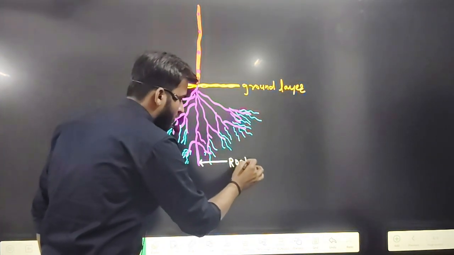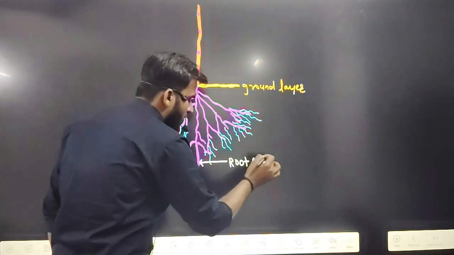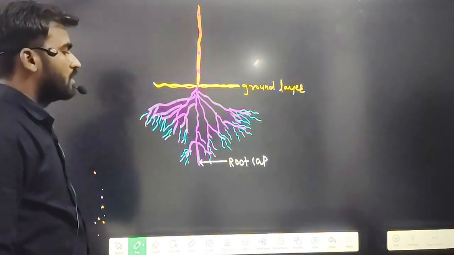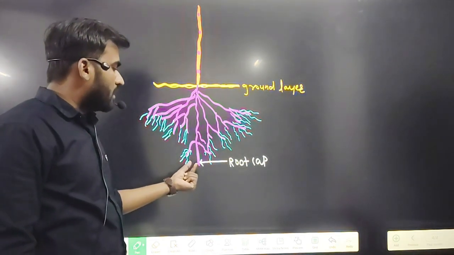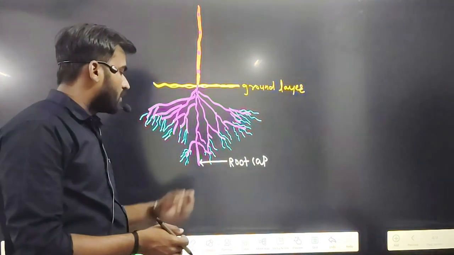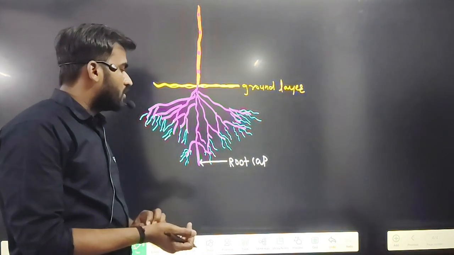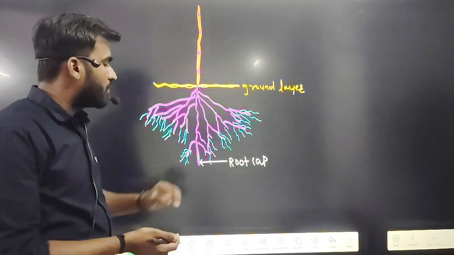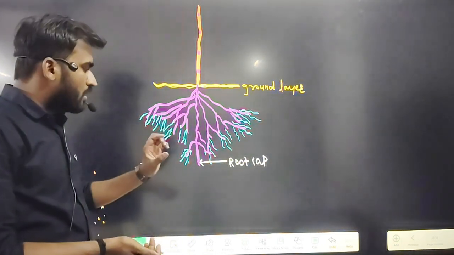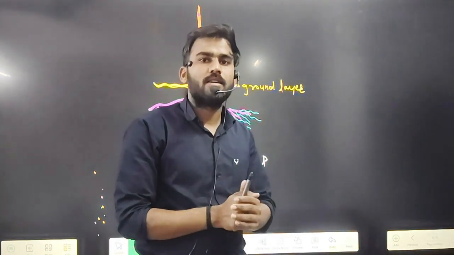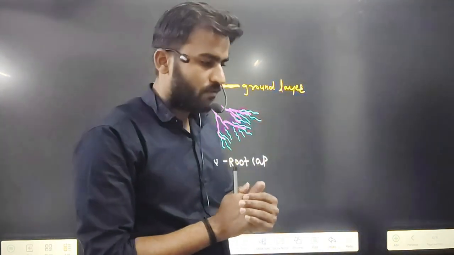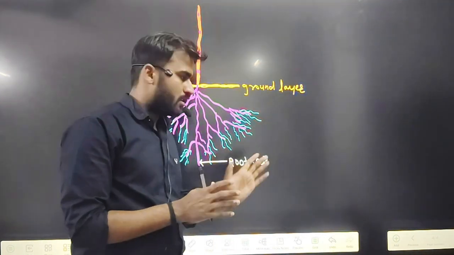It is responsible to increase the surface area in the soil, because the root cap is responsible for moving downward in the soil. The root cap has a special type of cell having a large amount of Golgi, because the Golgi can secrete a chemical called mucilage. What is the main function of the mucilage, we discuss after some time.